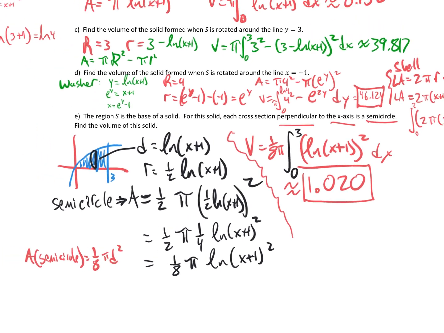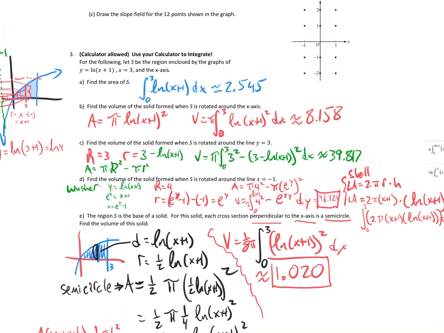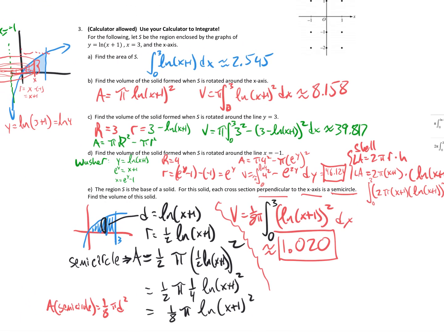So there you have all the different methods of finding volume. Now we can have different shapes here, but there are different types: finding the area, finding volume, rotating around the x-axis, rotating around a vertical line or a horizontal line, and a solid of known cross-section.